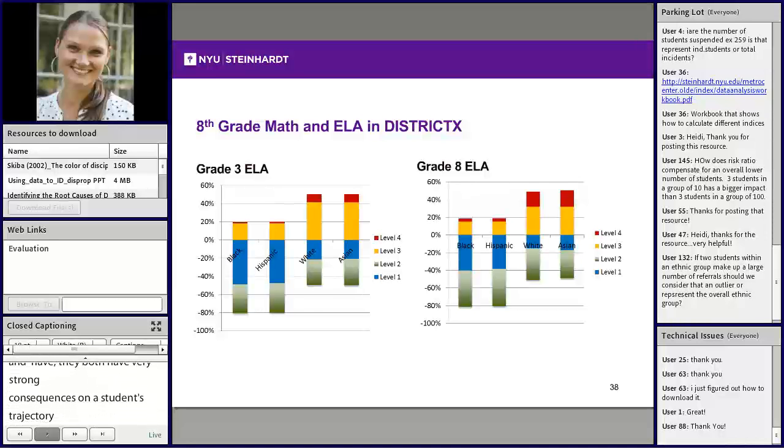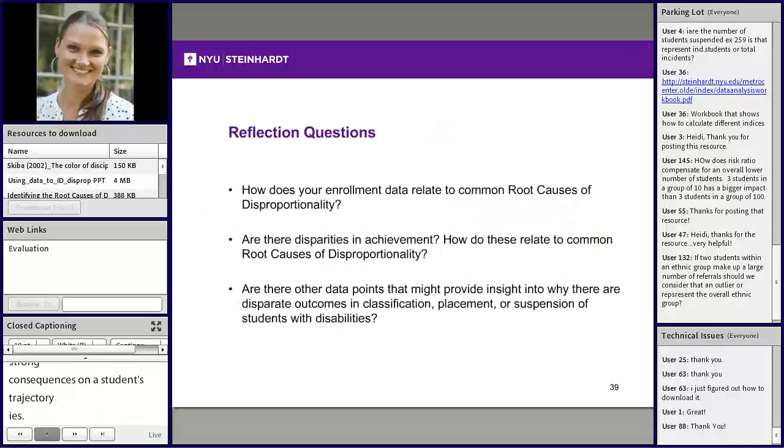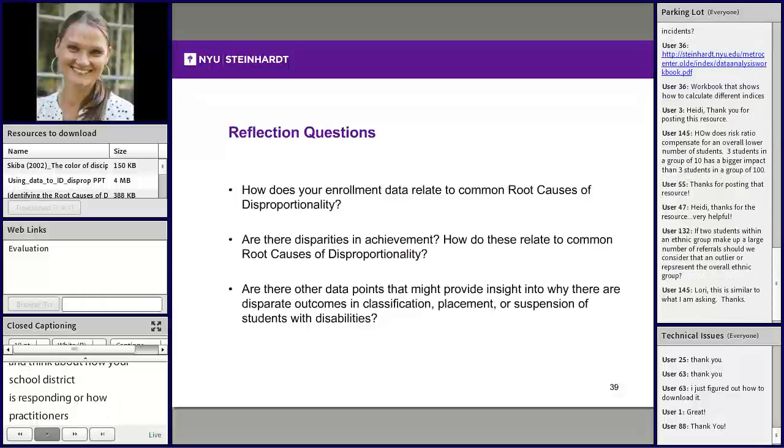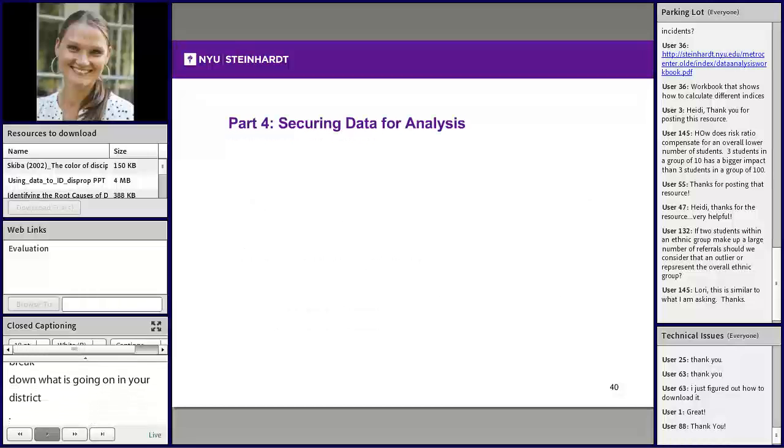Another resource that I provided with this webinar that you can access is a brief that goes through the different root causes of disproportionality, and it provides some questions like these reflection questions that you see here. It allows you to think about trends in your data or trends in your district, think about how your school district is responding or how practitioners are responding, and start to really break down what's going on in your district. So now we're going to move into part 4, which is securing data for analysis.